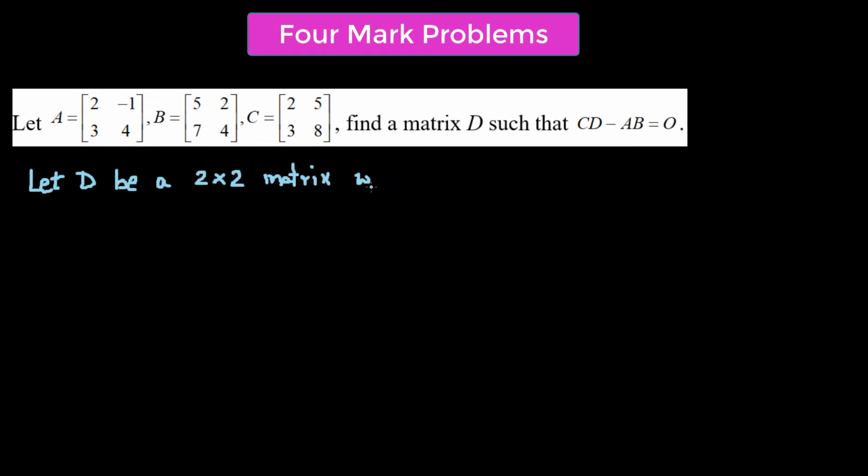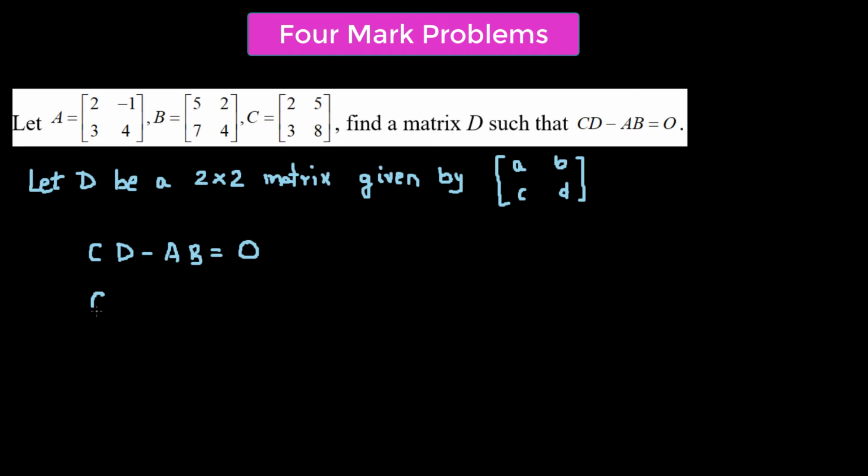We'll say given by A, B, C, and D. And what we're going to do is consider the equation CD minus AB equals the 0 matrix. We take CD equals AB plus 0 matrix. So this is simply going to give us AB.